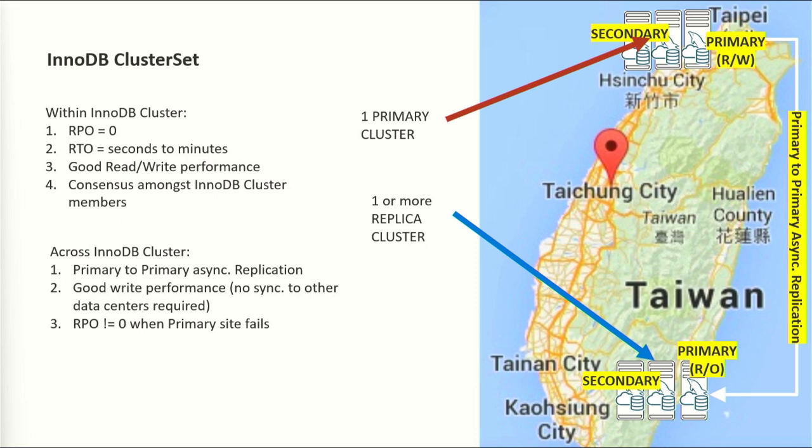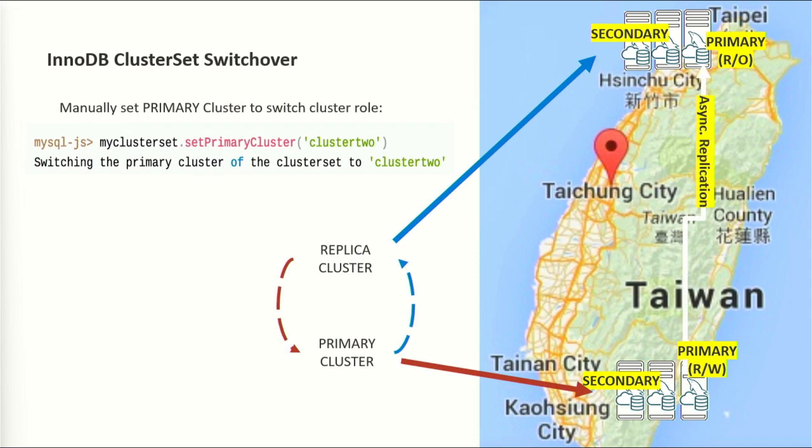So in this case, in this diagram, we have a three node InnoDB cluster running in the Taipei data center as a primary cluster, as well as a three node InnoDB cluster in the Kaohsiung data center as a replica cluster. And if you want to switch roles between these two, it's easy. In InnoDB ClusterSet, we have the admin API as well, right? Not just for InnoDB cluster, but for InnoDB ClusterSet, we already built the admin API. So you can set the primary cluster, just flip the replica cluster to become the primary cluster, and the primary cluster becomes a replica cluster, and so on.